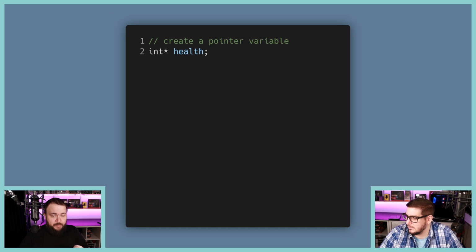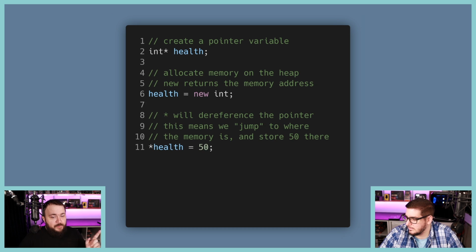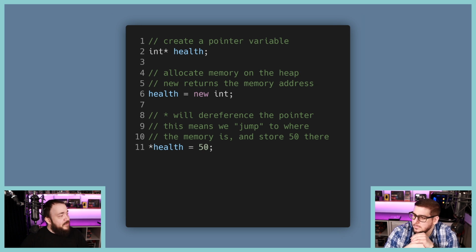So like we do here, we do star health to go to the dynamic memory and put a 50 there. We can do it all in one line. All of these 3 lines, you can do in one line. So you can say int star health is equal to new int, parentheses, 50. So you're allocating memory and also putting 50 there. So that's kind of nice, instead of doing 3 lines. But you can do 3 lines if you want. That's fine.